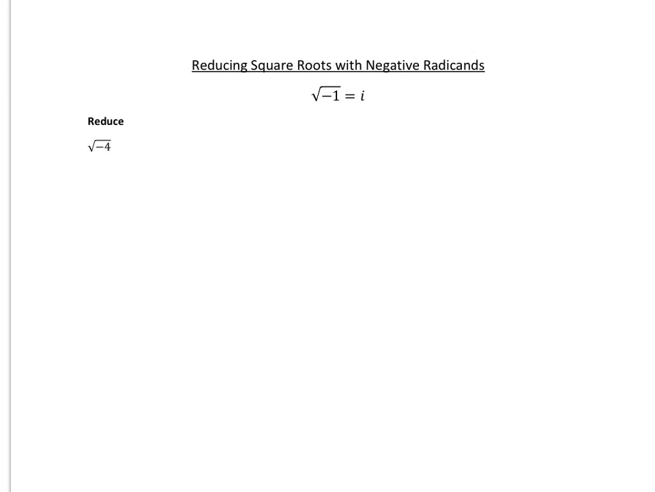Alright, so this lesson is going to talk about how to reduce a square root that has a negative term underneath the radical sign. And that right there is called the radicand. Now, the rule that's going to be very important for us to understand is this guy right up here at the top, and I have it on every slide. It's that the square root of -1 is equal to i.